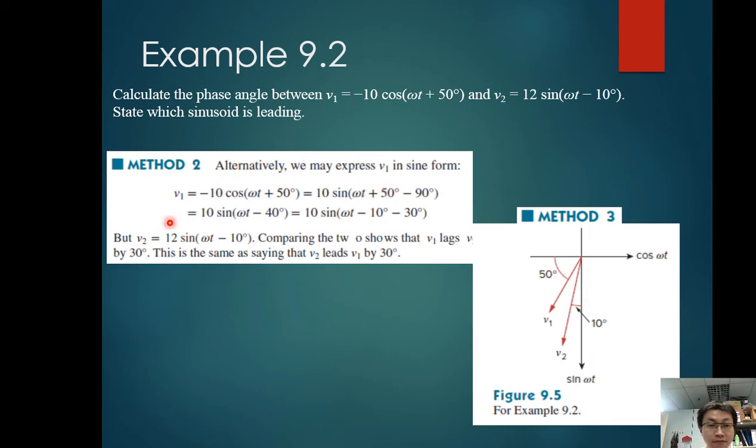So I know that my V1 is 10 sine omega t minus 40. So it is here. And my V2 is 12 sine omega t minus 10. Also, you can see V2 is longer than V1 because one is 12, one is 10. And then V2 is at a negative 10 degree here. And then V1 is at a negative 40, which is from here to here. And then we can see that V2 is leading V1.